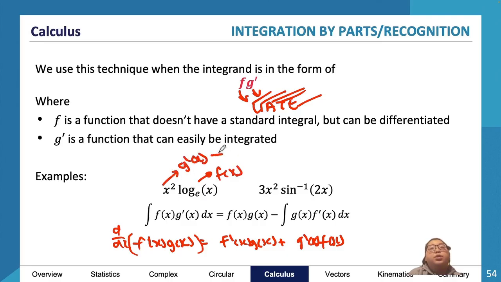Then you want to find your g of x and your f dash of x, substitute into the formula, and then just complete the right-hand side as needed.